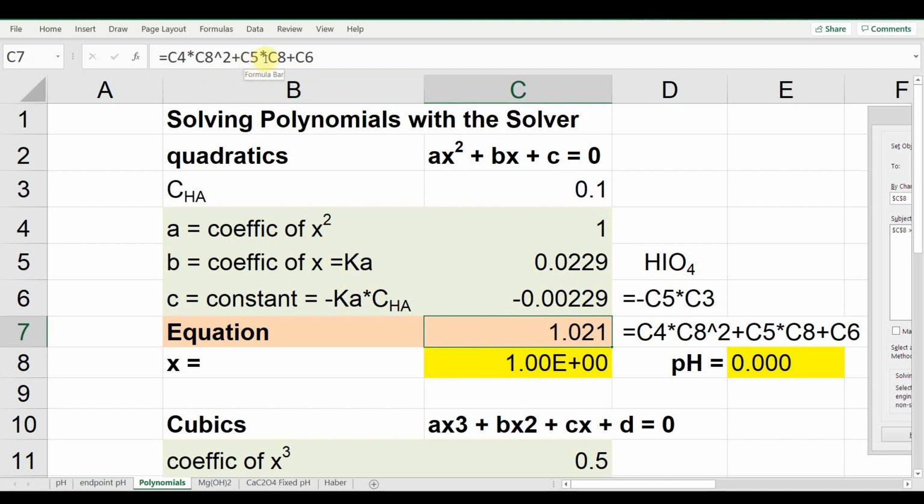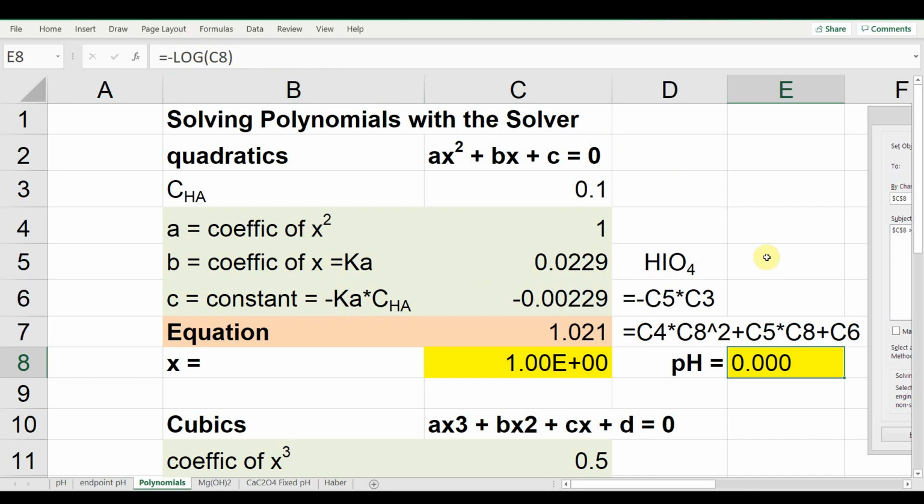Plus b times x. So b is in cell C5. That's the Ka value. And again, x is in cell C8. Plus our constant, which is in cell C6, it's minus Ka times Cha. In cell E8, I have a formula to convert the hydrogen ion concentration to pH. So we're all set to go.